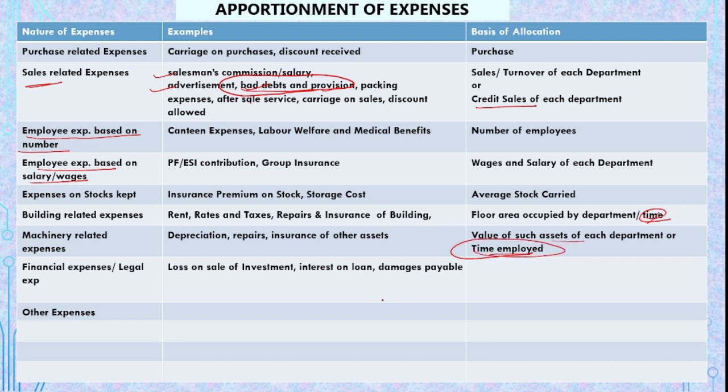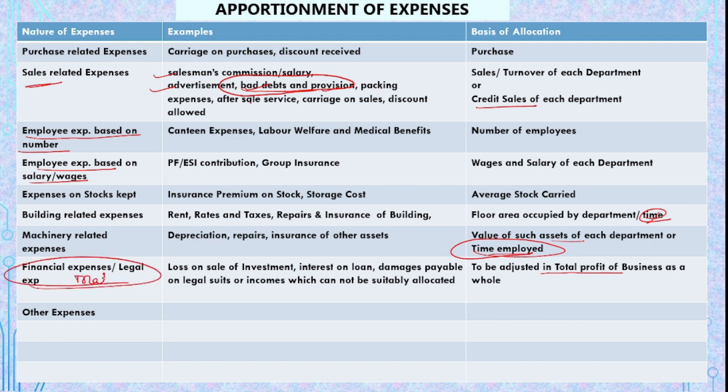Now there are certain expenses which are not related to a particular department, but they are related to the business as a whole, like financial expenses or legal expenses, interest on loan, loss on sale of investment, etc. So we do not distribute them. We simply adjust them in the total profit. When preparing a trading and P&L account for departments in columnar form, in individual columns we won't write this expense. This will be taken in the total column only.